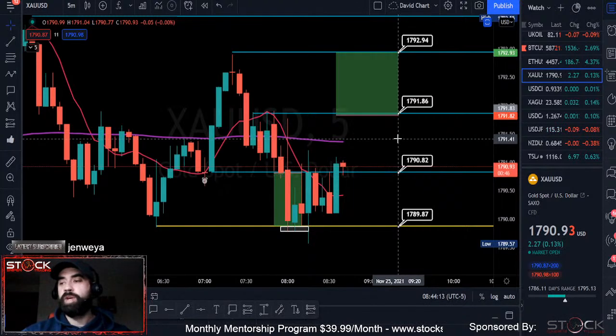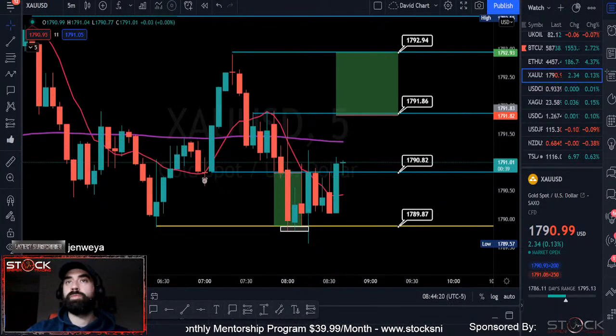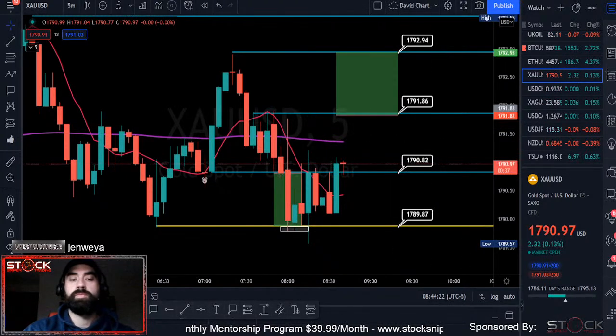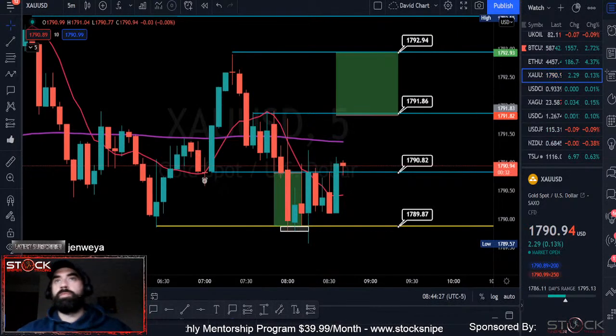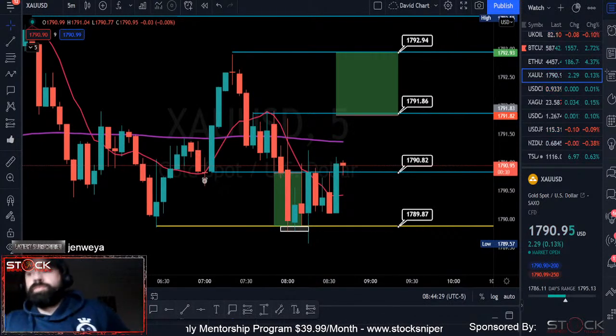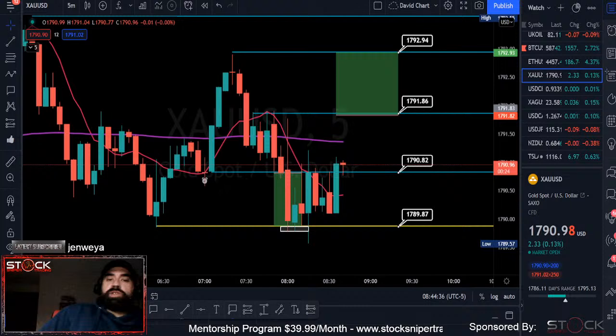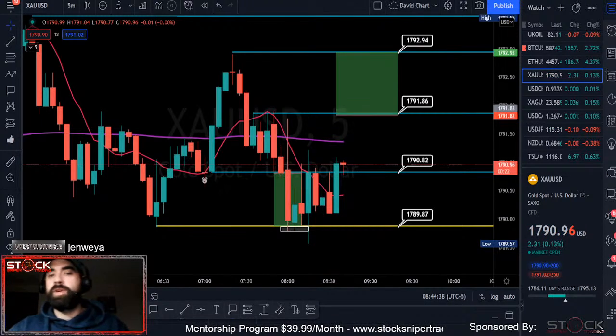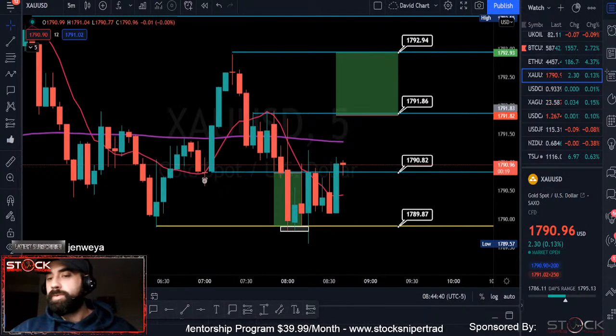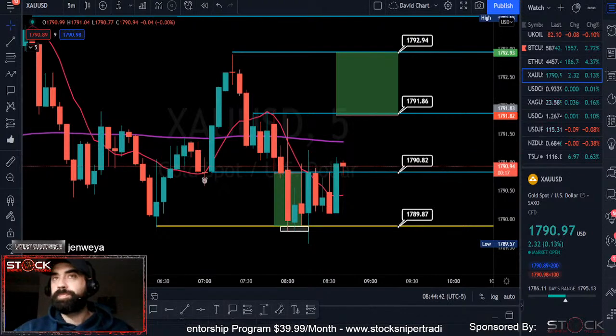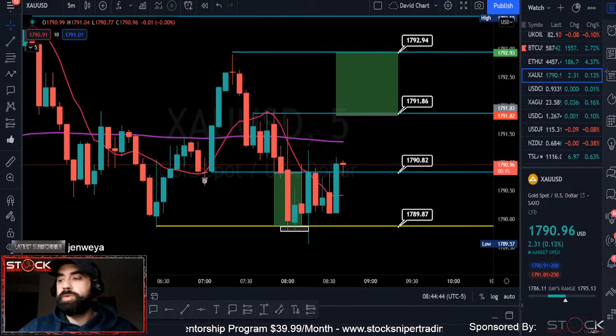Okay, members, you guys should be up almost 10 pips on US 30. Okay, so gold, you can see the nice support formation here leading into 845. Members, check the zoom for a sec.